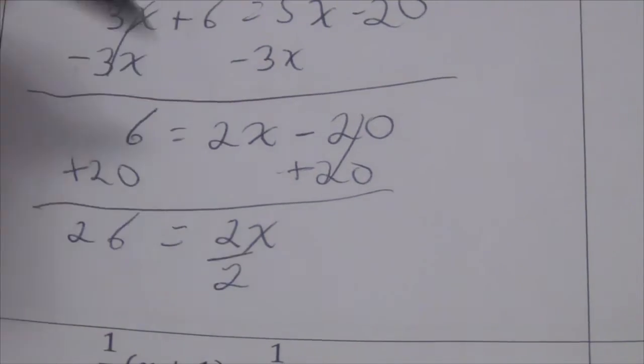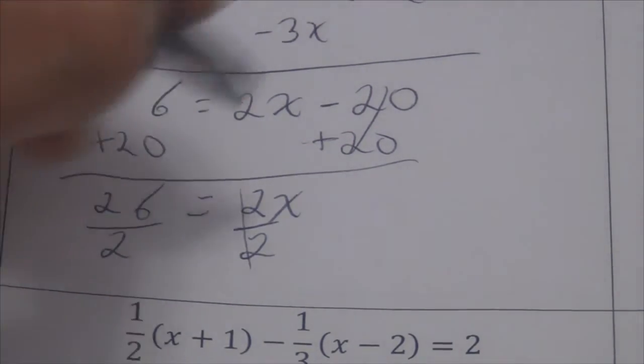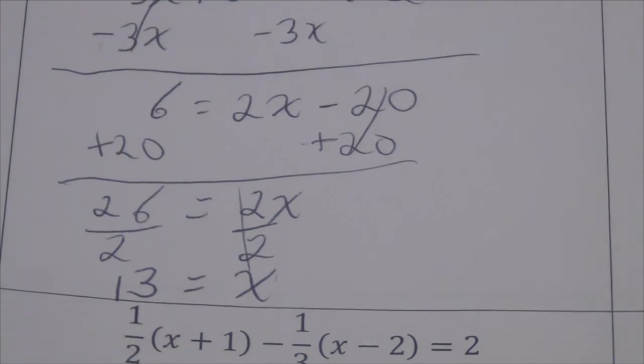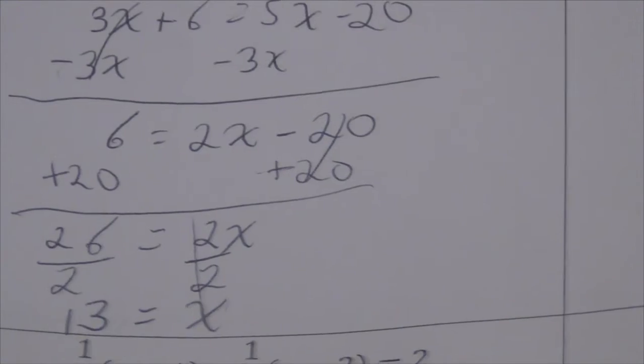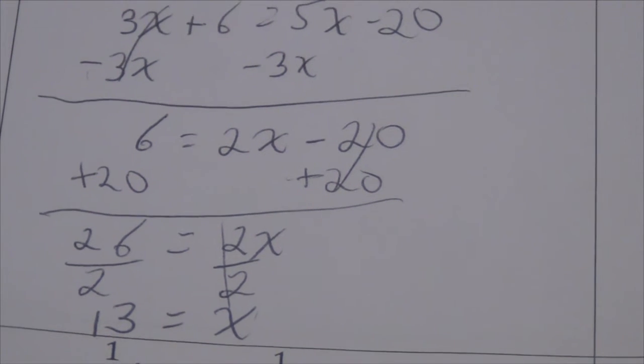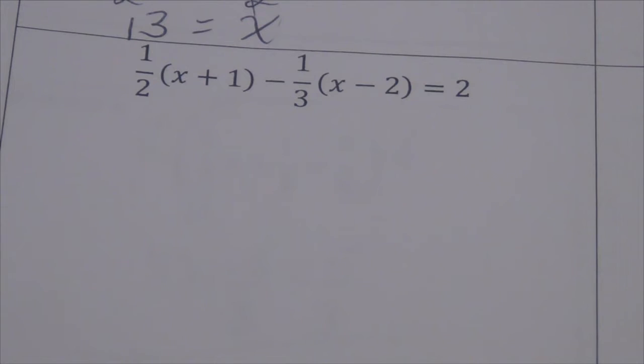Now we're gonna use the multiplicative inverse, but I'm gonna go easy on you and we're just gonna divide by 2 on both sides. So x equals 13, okay? Oh, okay, here we go. Once again, here we have fractions.